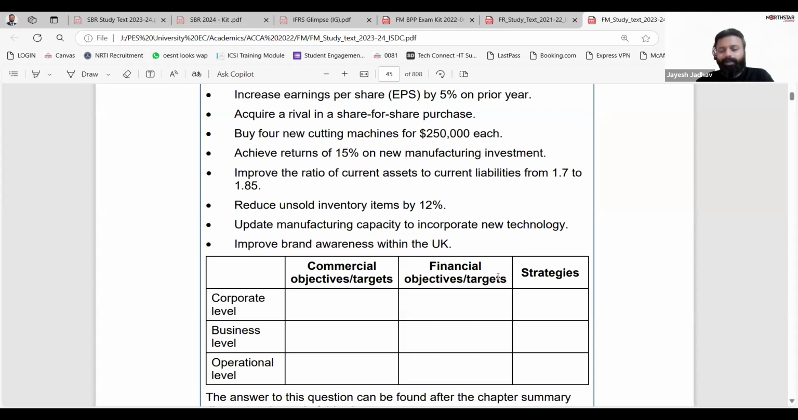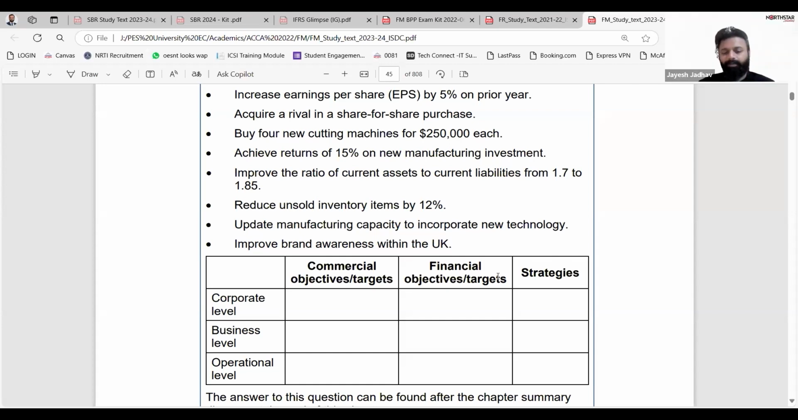Reduce unsold inventory items by 12%. Operational level. Commercial. Operational level, commercial objective. Okay. Update manufacturing capacity to incorporate new technology. Operational level strategy. Business level. Business level strategy.